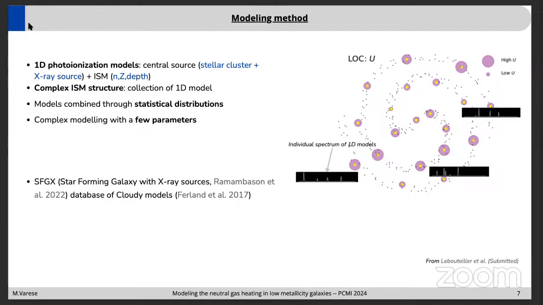But a single one-dimensional model is probably not enough to account for all the structure of the ISM. So we model the galaxies as a collection of one-dimensional models, a few hundred different models. In order not to have too many free parameters, we tie these models with statistical distributions. We can have a statistical distribution on density, ionization parameter, metallicity, whatever we want. This allows us to have only 15 free parameters in the model with still hundreds of different models, so quite a complex modeling. As you can see in this scheme of a galaxy, each model has its own physical parameters and its own simulated spectrum.